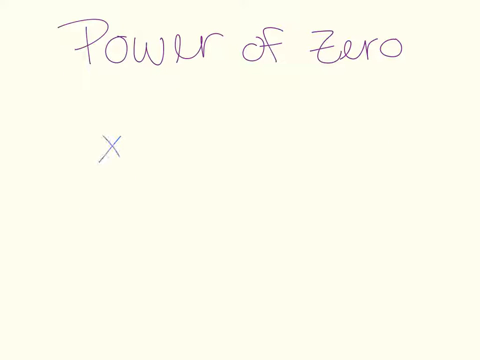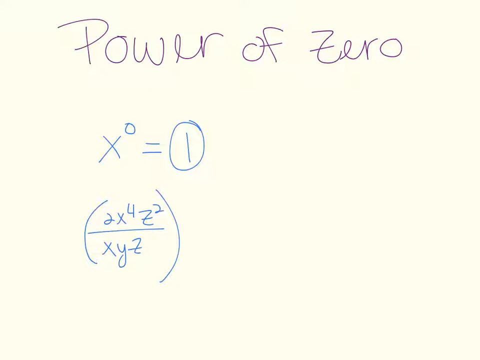Another thing we can work with is the power of 0. Anything raised to the 0th power is the number 1. No more variables, just the number 1. Even if you have a big giant problem like 2x to the 4th z squared over xyz, and it's all raised to the 0th power, the whole entire thing equals 1. You can do all the simplifying you want, but it doesn't matter as long as this entire fraction, or whatever's in parentheses, is raised to the 0th power.